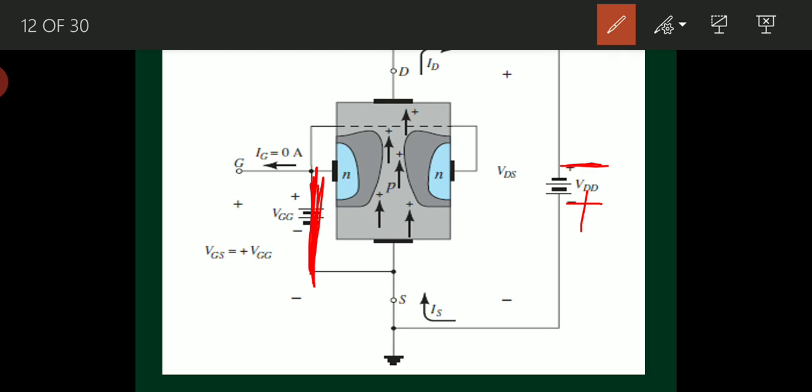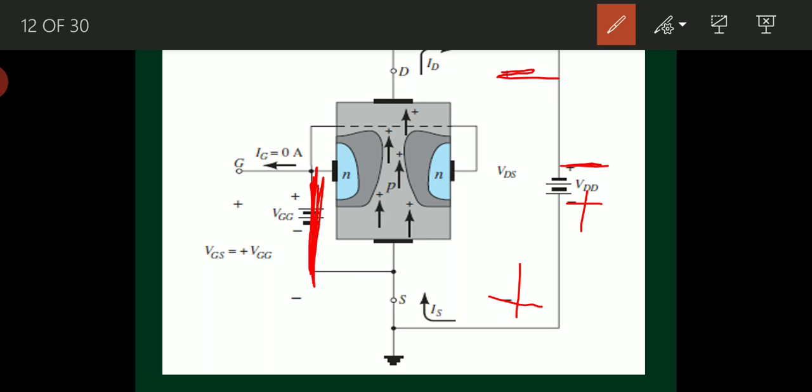So let's move on to case 1: VGS equal to 0 and VDS some negative value here. So this is the negative terminal and this is the positive terminal.